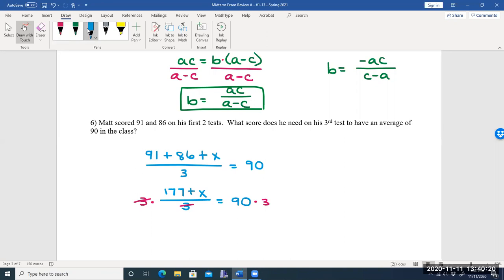We get 177 plus x equals 270. And then we can subtract 177 from both sides, and we're going to get that x is 93. So if this student gets a 93 on the third test, his average would be a 90.